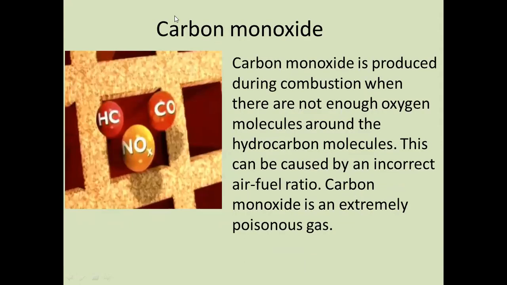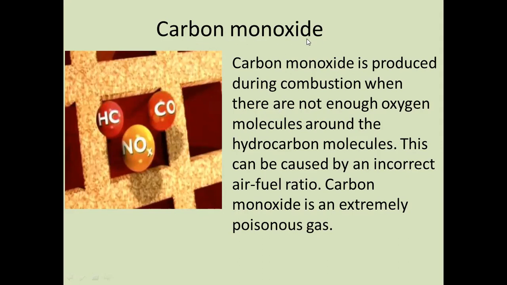So the next emission is carbon monoxide emission. Carbon monoxide is produced during combustion when there is not enough oxygen present in the combustion chamber, which means the carbon monoxide emission will automatically increase. When a proper air fuel mixture enters the combustion chamber, only then do we get complete combustion and less carbon monoxide emission. If the air fuel ratio is lower, carbon monoxide emission is automatically present.